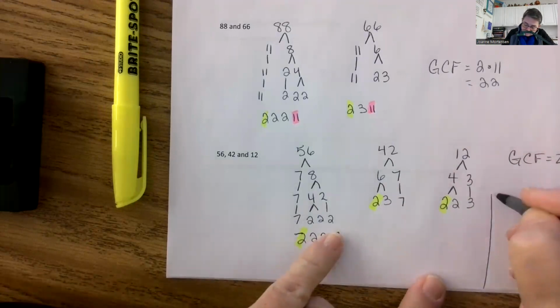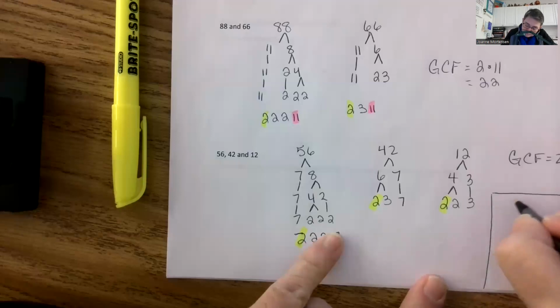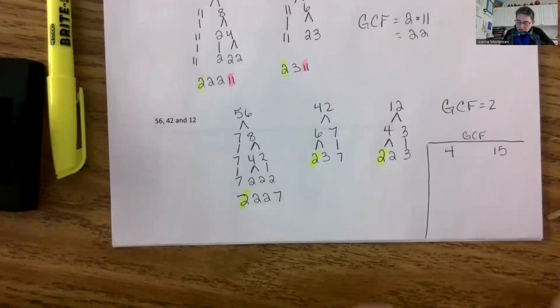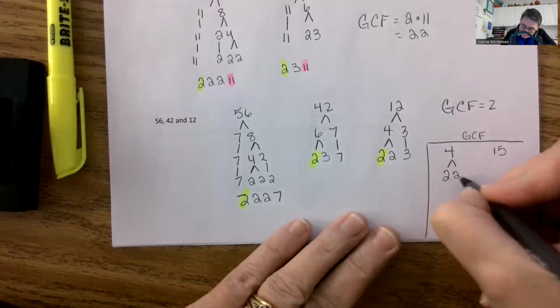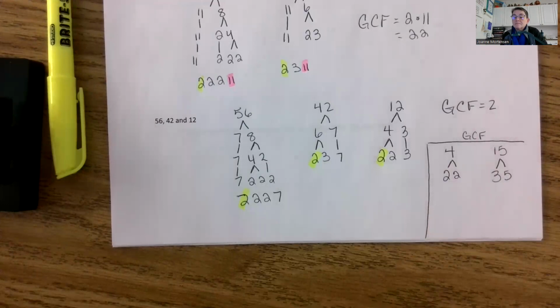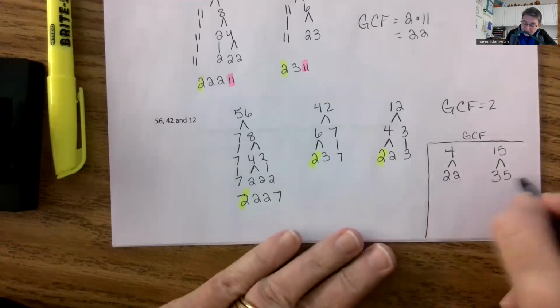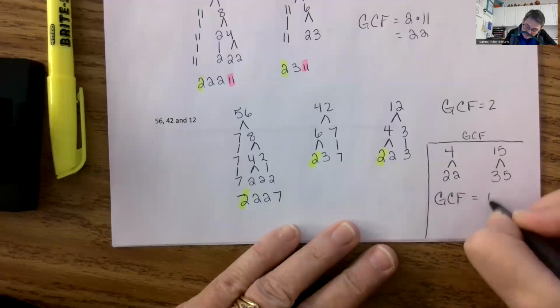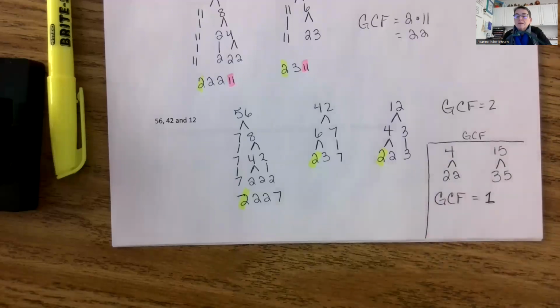I want to show you one question. I'll make it really simple. Let's do 4 and 15. So I want the greatest common factor of 4 and 15. Whoops, let me move my camera for you. 4 is 2 and 2, and 15 is 3 and 5. So what's common? Almost nothing. When there is nothing in common, the greatest common factor you actually put as 1. It's the only time that you really care that 1 is a factor.